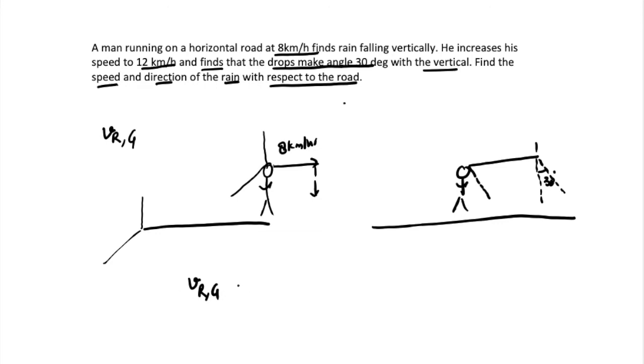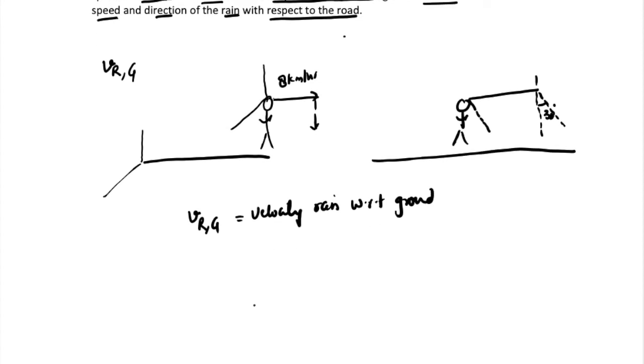and this is VRG, or velocity of rain with respect to ground, can be summed up as velocity of rain as observed by the man plus velocity of man as observed from the ground. Now we have to understand that velocity of rain with respect to the ground is going to be the same in both the scenarios.